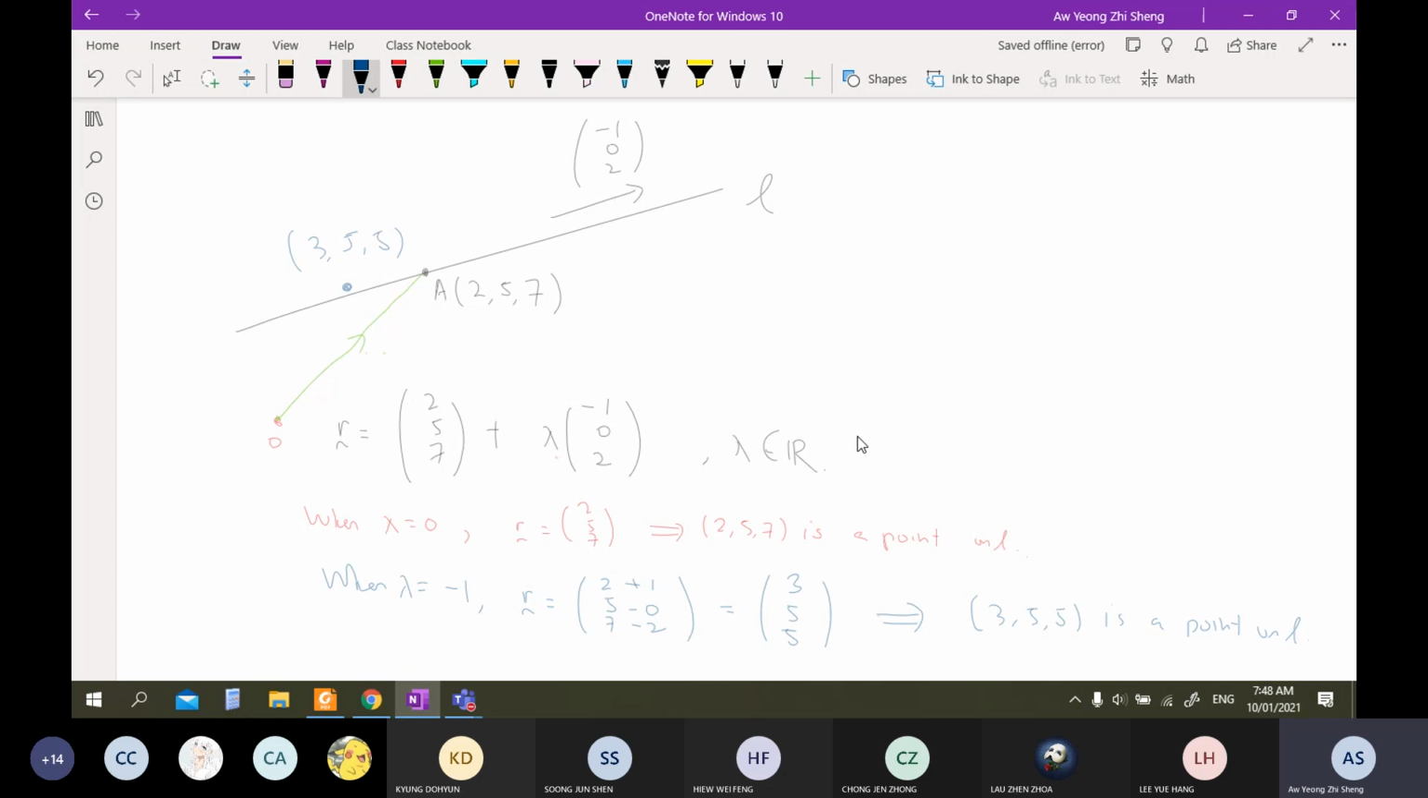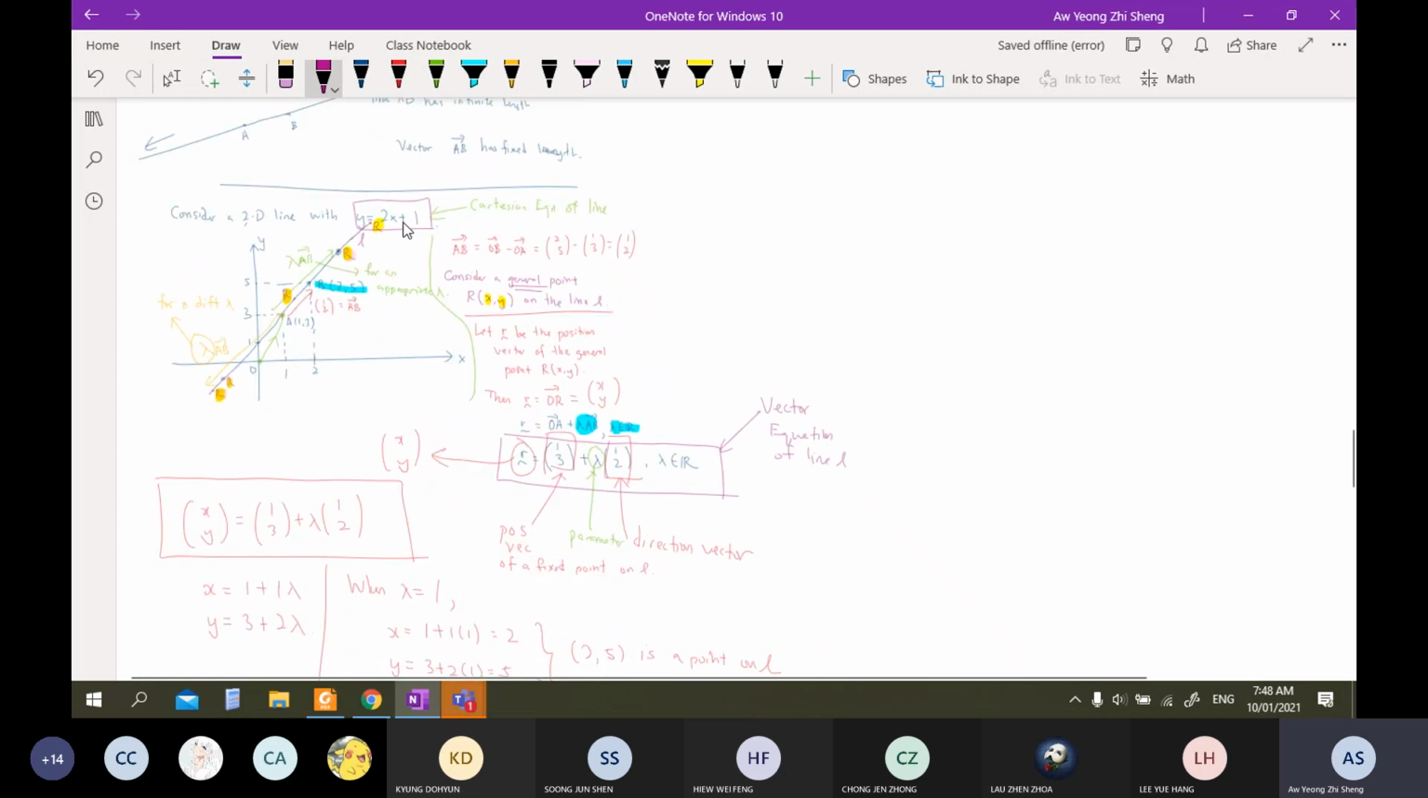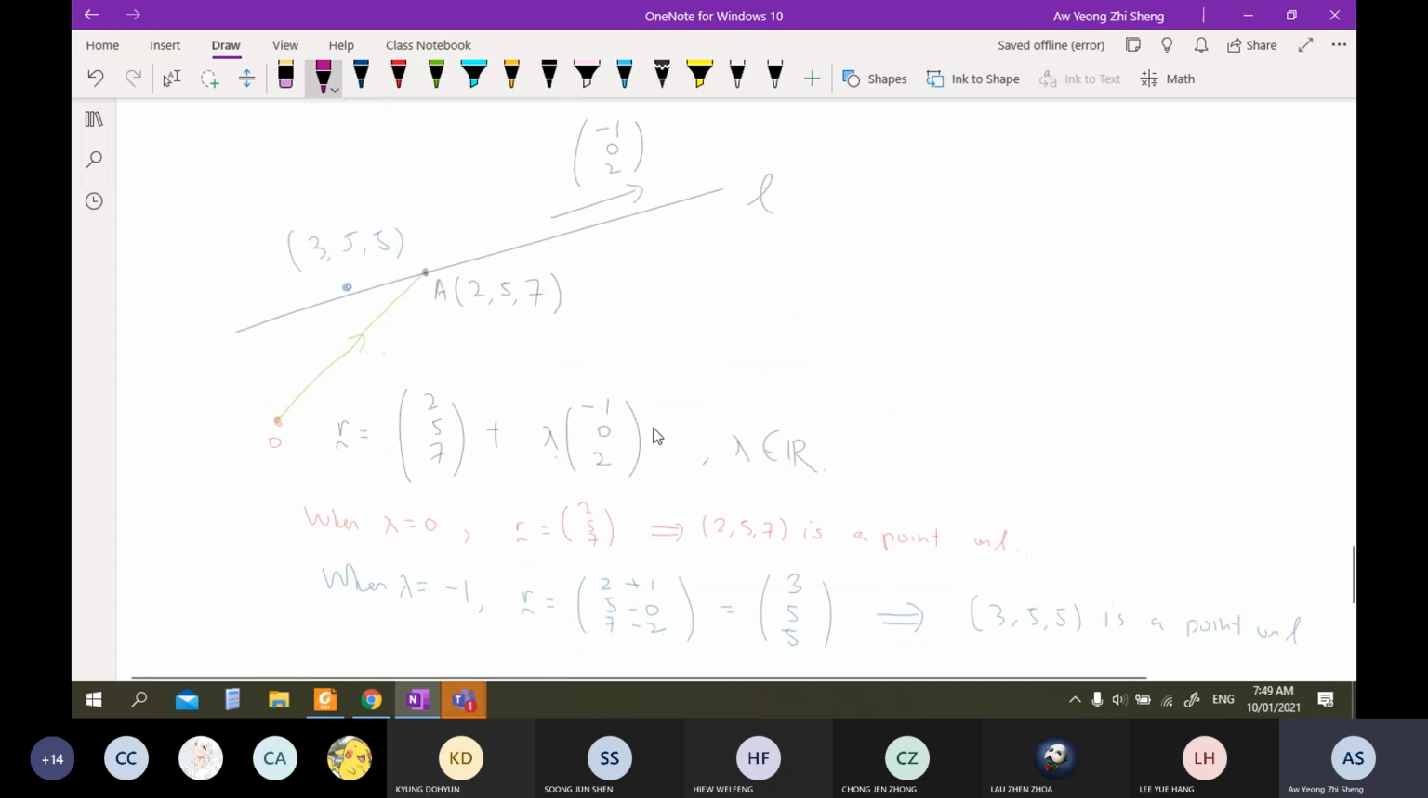For three-dimensional lines, the Cartesian equation will not be as simple. For two-dimensional lines, we know that the Cartesian equation can be written as y equals mx plus c. But for three-dimensional lines, it won't be as easy because you have x, y, z coordinates to link up. In 2D, you only have x and y coordinates, but for 3D, you have x, y, z coordinates. So the Cartesian equation for a 3D line will look more complicated, and that we will cover in page 7. So for now, I'm not talking about that yet.